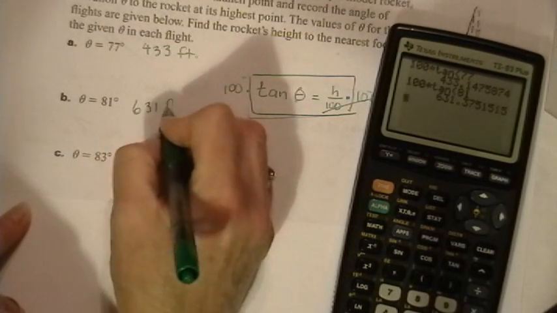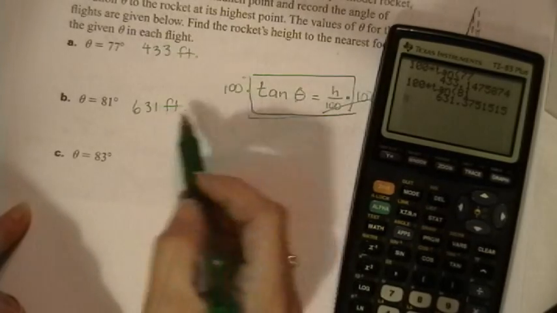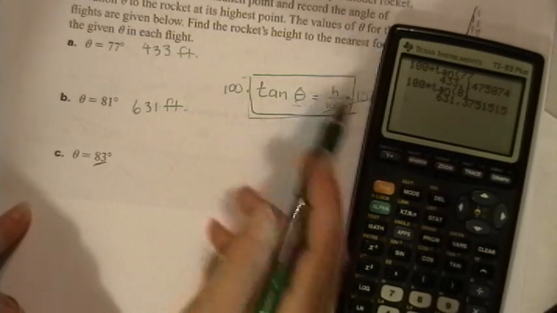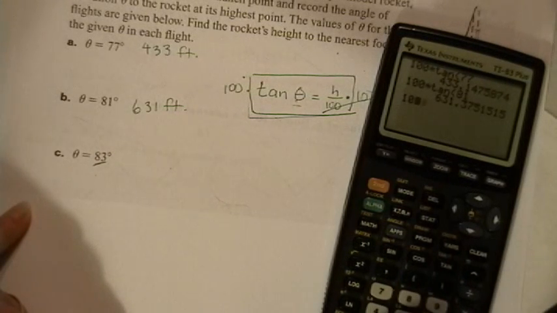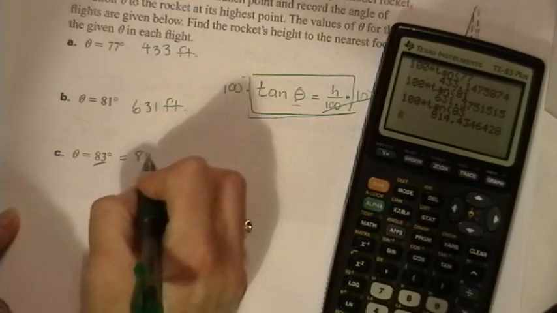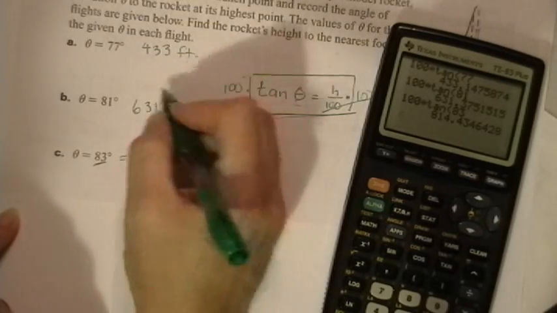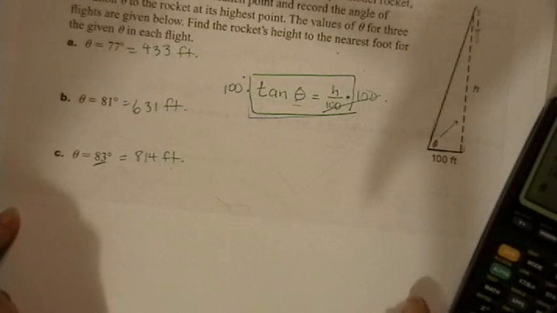It's amazing how much of a difference a few degrees made. Okay, then we're going to substitute in 83 for theta, and we have 100 times tangent 83, and we get 814 feet. And that's our word problem on rockets.